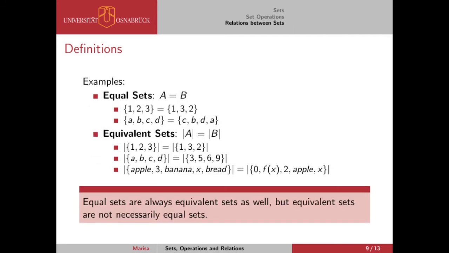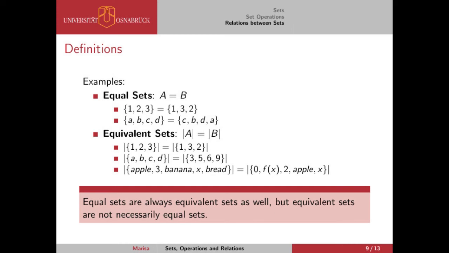Here are some examples of equal and equivalent sets. For the equal sets, remember that the order of the elements doesn't matter. Therefore, in the second example, the two sets are still equal. Now to the equivalent sets. The first example is the one you saw from the equal sets. It is also equivalent because the cardinality is the same. Both sets contain 3 elements. In the other two examples, you can see that we really only care about the amount of elements, no matter what the elements actually are.